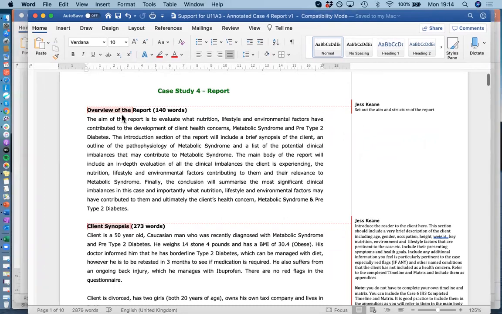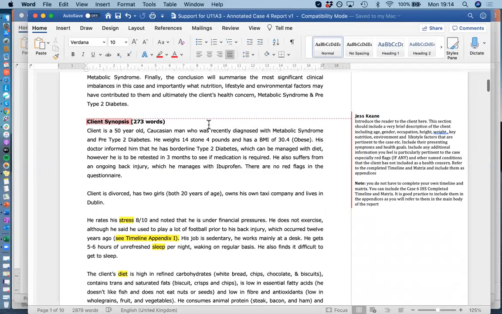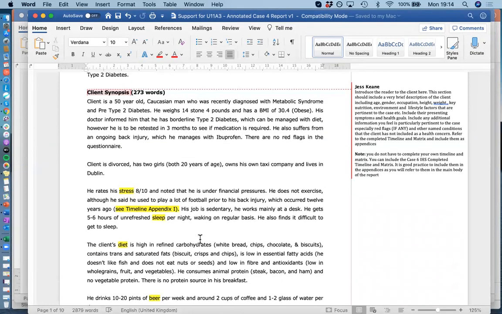So this is saying the aim of the report is to evaluate what nutrition, lifestyle, and environmental factors have contributed to the development of clients' health concerns. And then this just outlines what you're going to discuss in the report. And then this part here is the client synopsis. So this is for case 4.